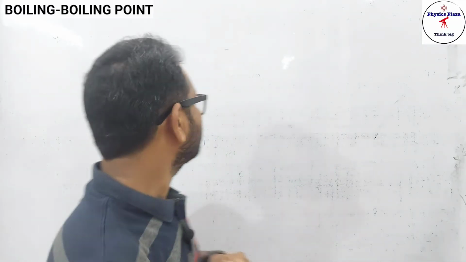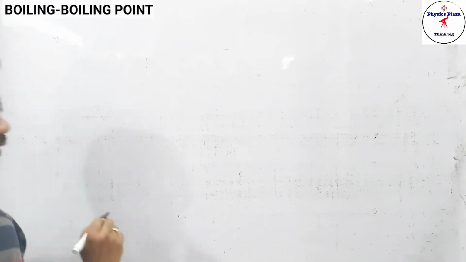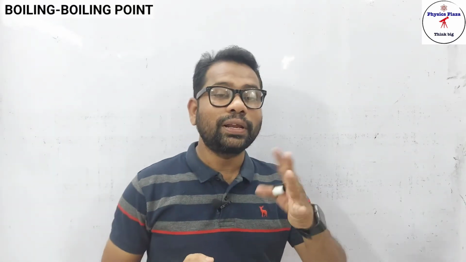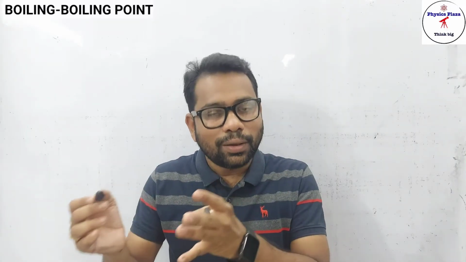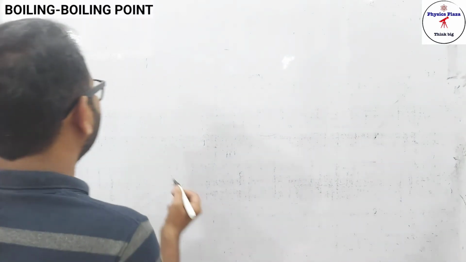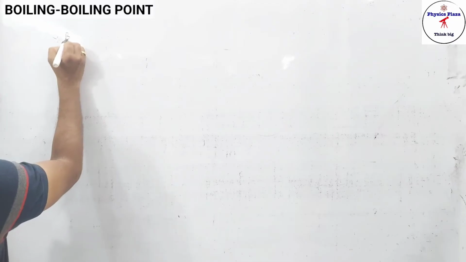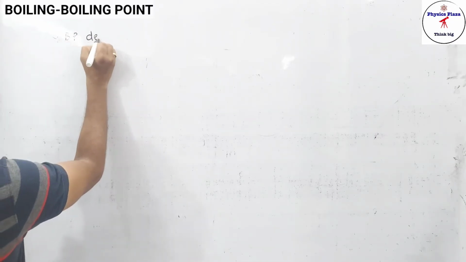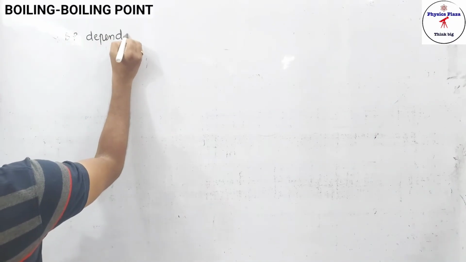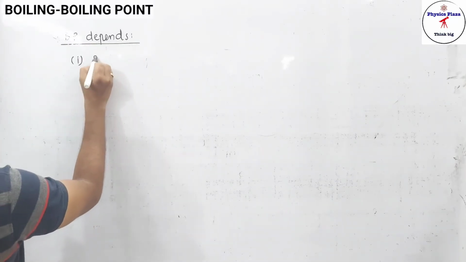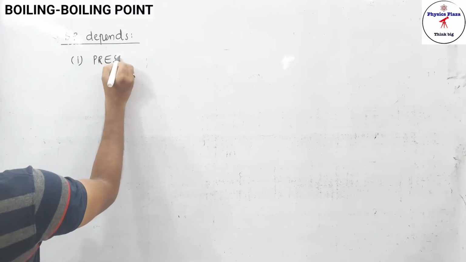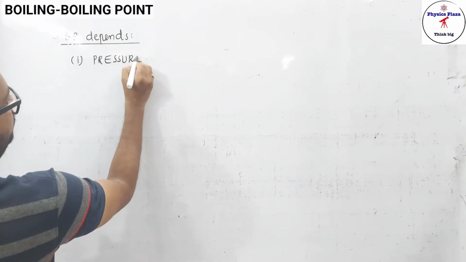Now we discuss on which factors the boiling point of water depends. Children, first, during boiling, how will the volume be affected? Obviously, volume will increase during boiling. Now the boiling point of water depends on the first factor, children. The first factor is pressure.